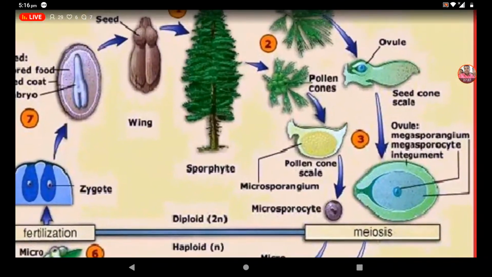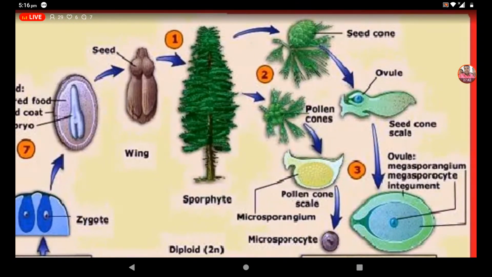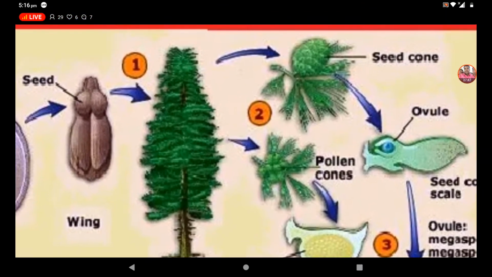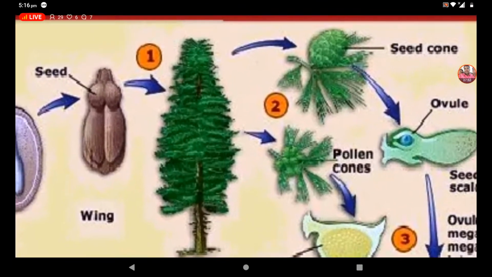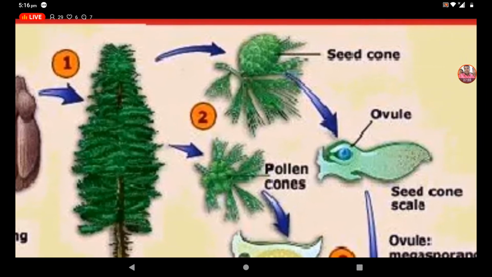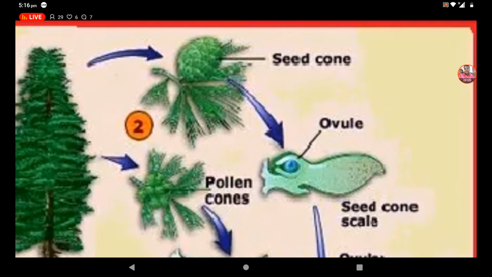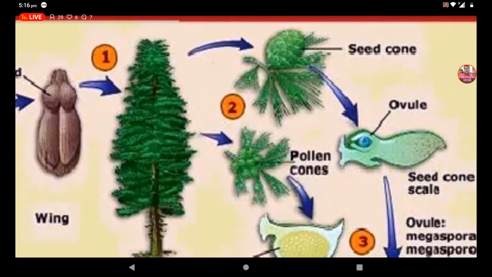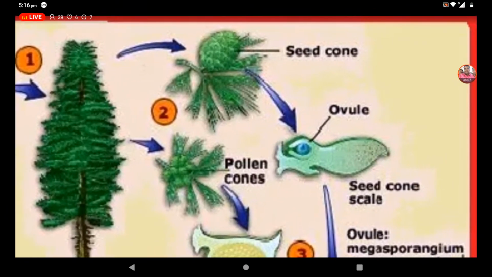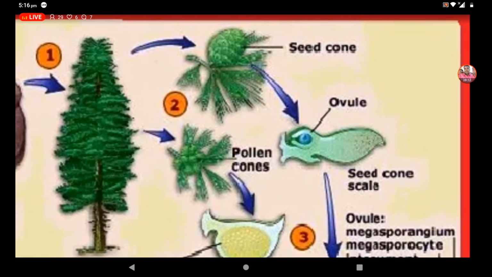Now if we take the plant, the sporophyte, the plant which is going to form male and female cones. In the first diagram, number one is a plant, and in the second one, male and female cones are identified. If you take the cycas, male and female cones are present on separate plants. If you take Pinus, male and female cones are present on separate branches in a single plant. So we call that the monoecious condition.